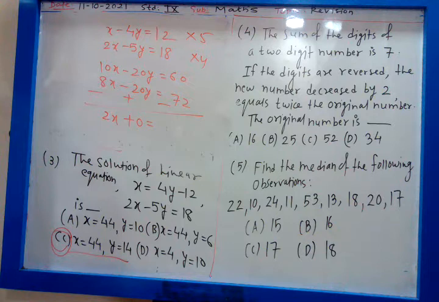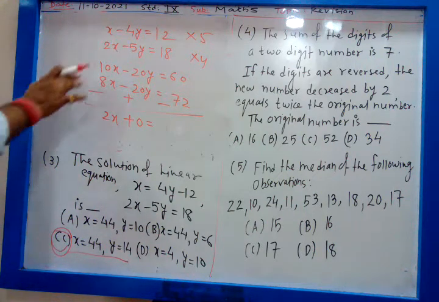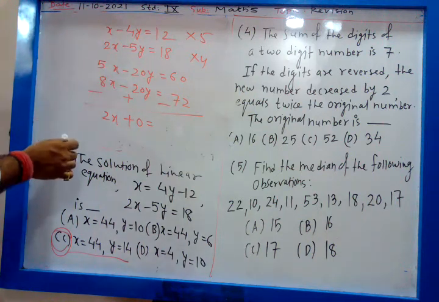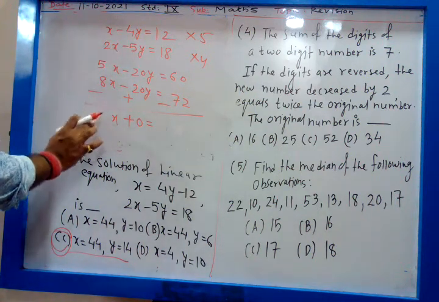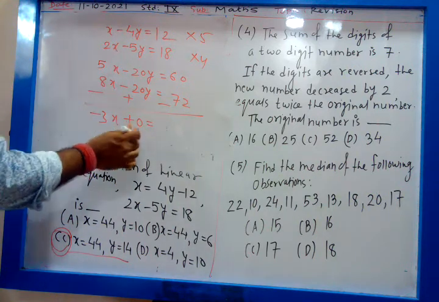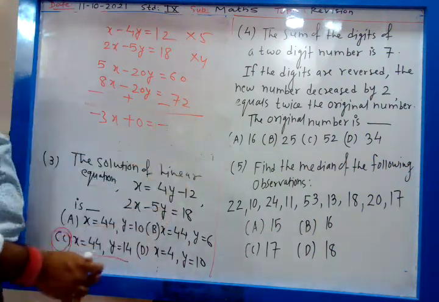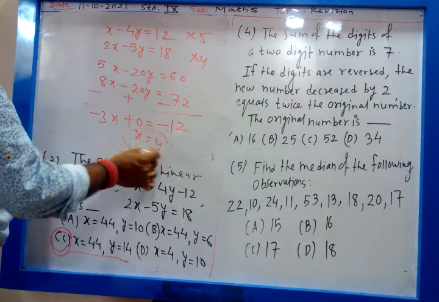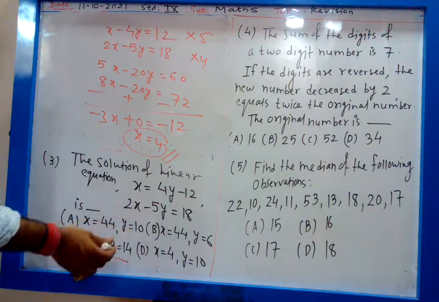How is it? 2x minus 5y is 18, 60. Okay, 5x, not 10x, 5x. So this will be minus 3x is equal to minus 12. So x is equal to plus 2. Then you will put x is equal to plus 4.